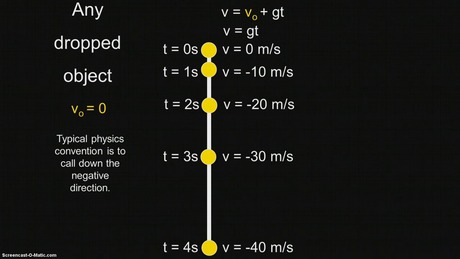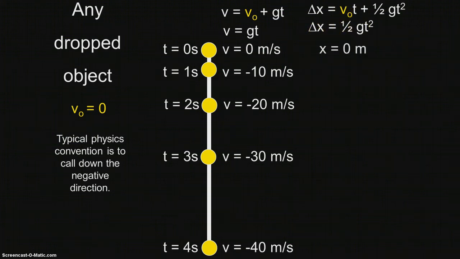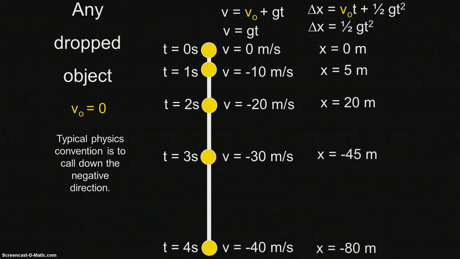What about position? Notice we have increasing position in subsequent seconds. Why is the position increasing? Because the velocity is increasing. Let's take a look at the delta x equation, equation 3. Again, we can get rid of this term because the initial velocity is 0, so we have delta x equal to 1/2 g t squared, and this is for a dropped object. Initially, the position we'll call 0. After 1 second, it will have fallen 5 meters, then 20 meters, then 45 meters, and 80 meters. I should have had a negative sign in front of the 20 and the 5, because since down is a negative direction, it is getting a negative displacement.